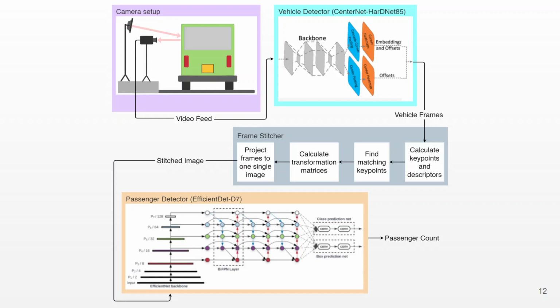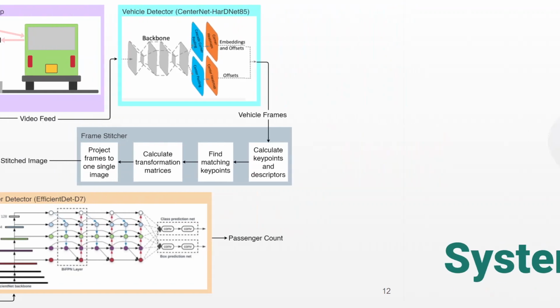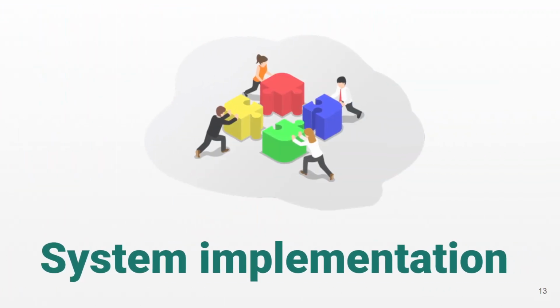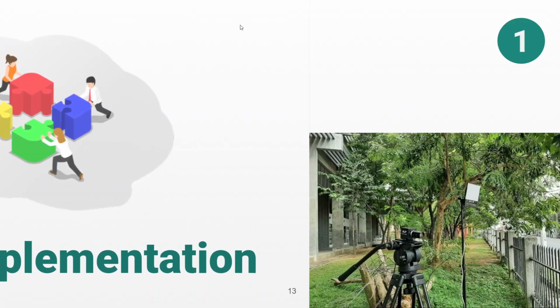The third module is the frame stitcher, and its task is stitching all the frames received from the vehicle detector and producing a single image of the entire vehicle, and sending the stitched image to the passenger detector. Finally, the passenger detector module detects the passengers in the stitched image of the entire vehicle and counts the number of passengers. So let's discuss the system implementation.